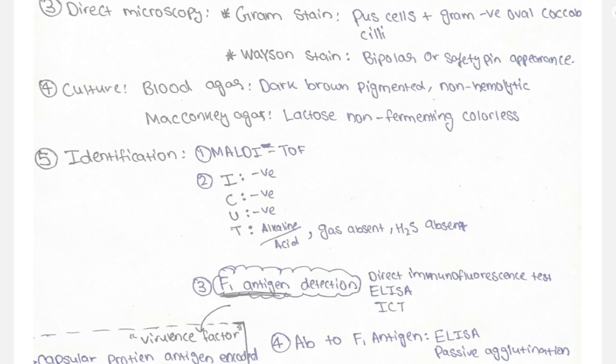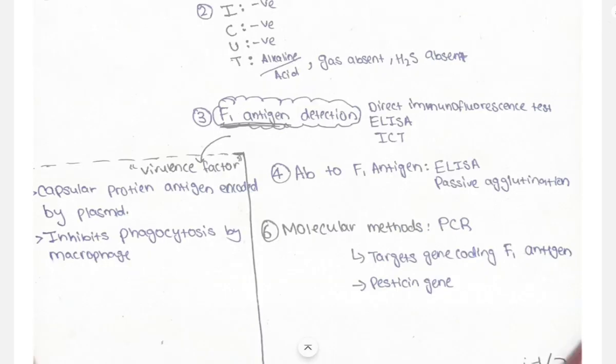And lastly, the third way we could detect was either the F1 antigen, which was the capsular protein antigen encoded by a plasmid, which is its virulence factor, through the different methods, or we could also detect the antibodies formed to this F1 antigen. Molecular methods were PCR, that targeted again this F1 antigen, or the pesticin gene.